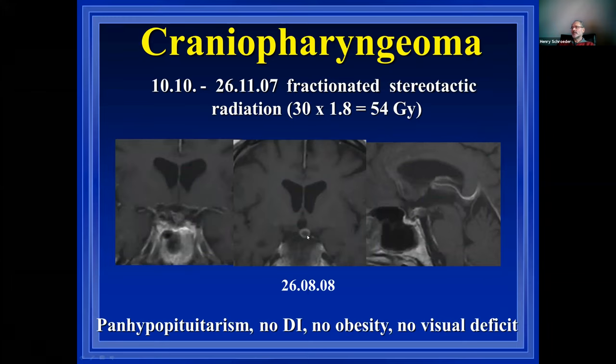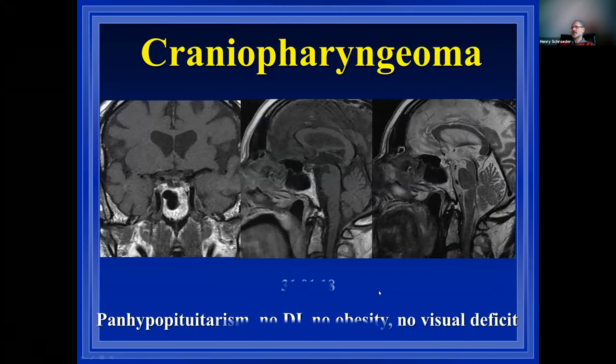And this is 2 months later. You see here the remnant of the tumor. This is now 10 years after radiation. The tumor is almost gone, and he's still good. Has no obesity, has no DI, and has no visual deficits, but he's panhypopit and needs some supplementation of the hormones.